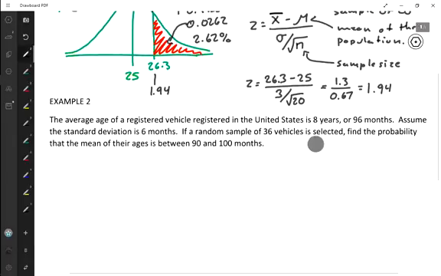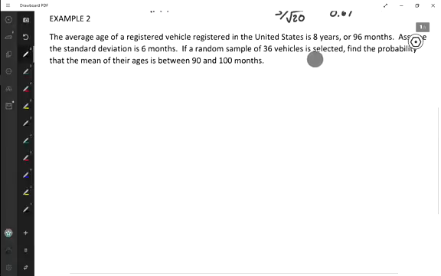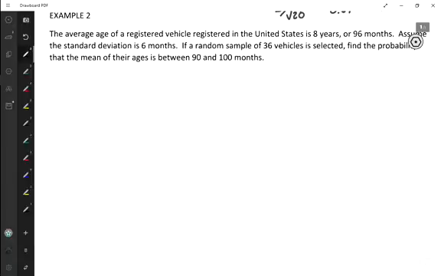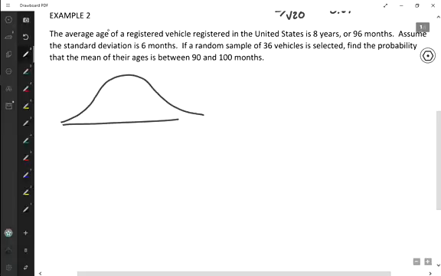So let's do this again to solidify it. In this case, looks like we have vehicle life. It says: the average age of a registered vehicle in the United States is 8 years, or that's 96 months. Assume the standard deviation is 6 months. If a random sample of 36 vehicles is selected, find the probability that the mean of their ages is between 90 and 100 months. So we start with our normal curve here.